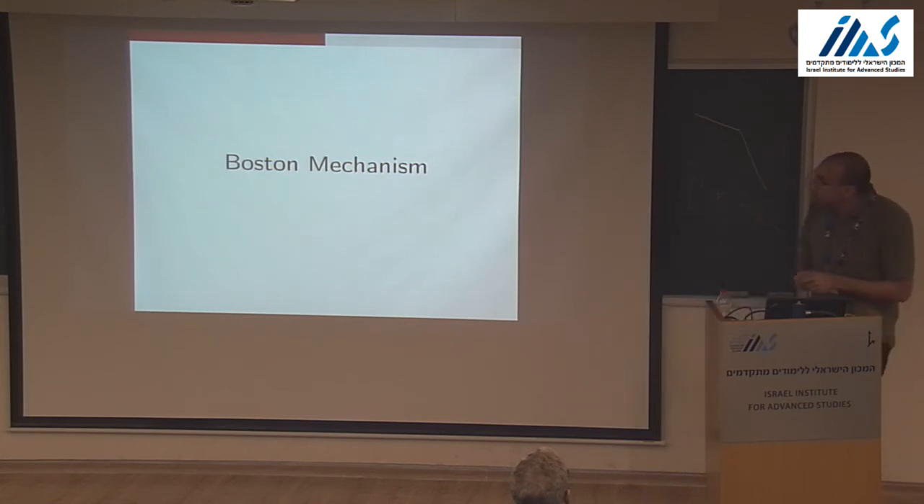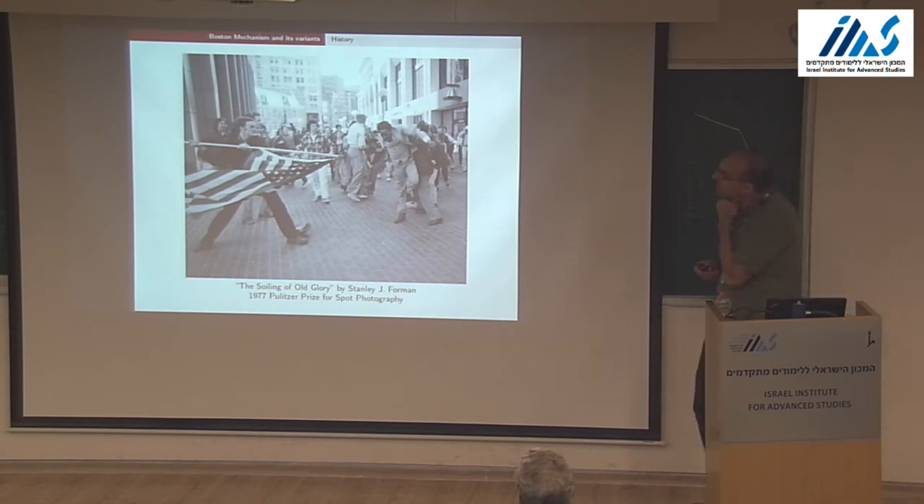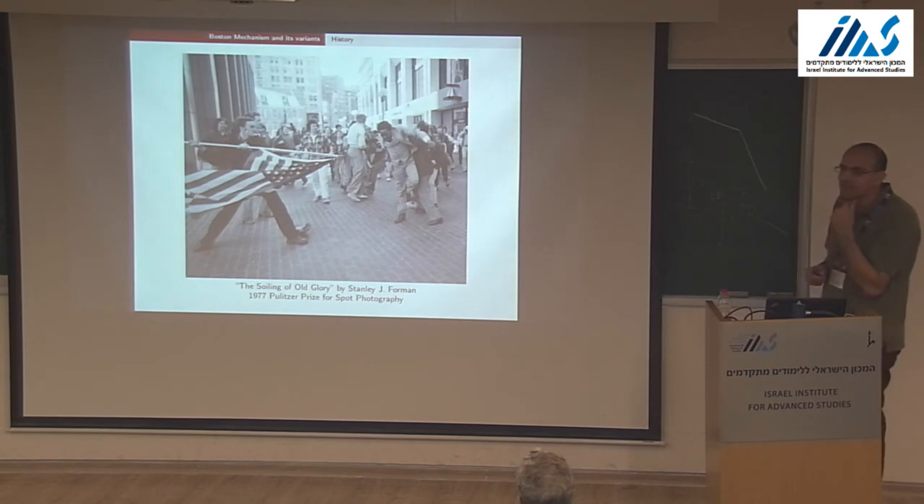Okay, so let me spend the last couple minutes here now talking about the Boston mechanism. And I always like to show this picture from Boston history whenever I talk about this mechanism, because it goes to the question I think Ariel had asked about a second ago. Why do we have these priorities? Where does this come from?